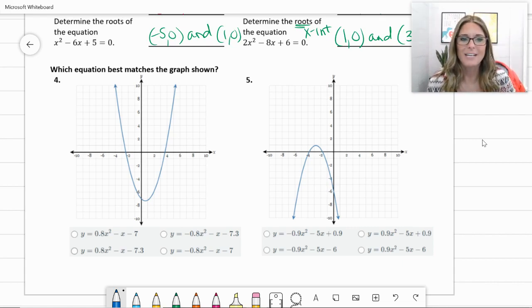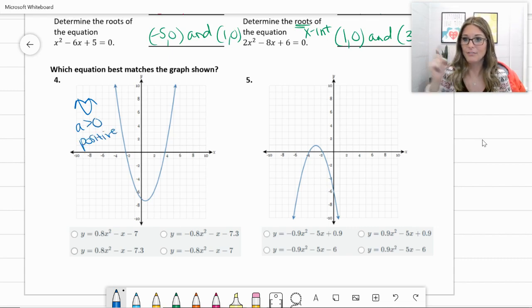So we can see we already have a nice, happy, smiley face parabola. I know my A value is going to have to be positive. The beginning of the function for this graph is positive. So as I look at my answer choices below, I know it's not these last two that have a negative 0.8 at the beginning. Cross those out and done.